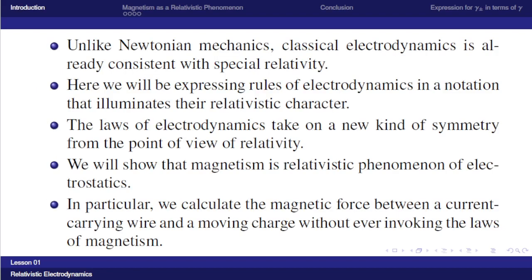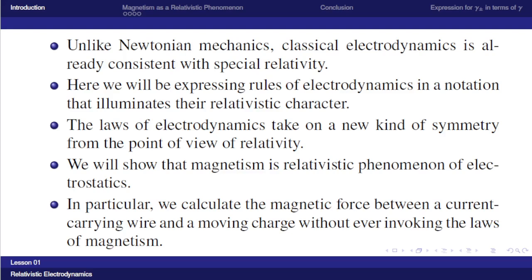By the introduction of the special theory of relativity, we have already seen that many concepts of Newtonian mechanics were forced to be revised. Newtonian mechanics was found to be inconsistent with the special theory of relativity. But classical electrodynamics is entirely different. Classical electrodynamics is already consistent with the special theory of relativity. We will see it in future sessions.